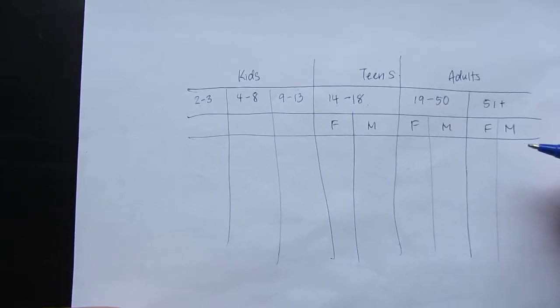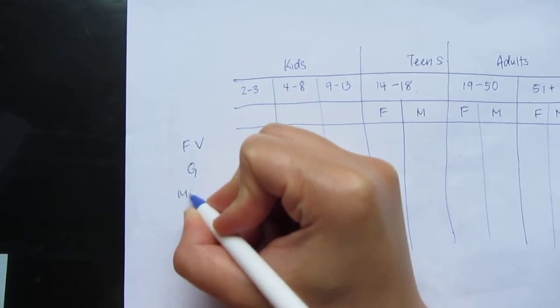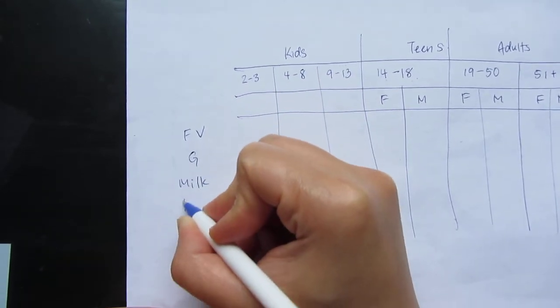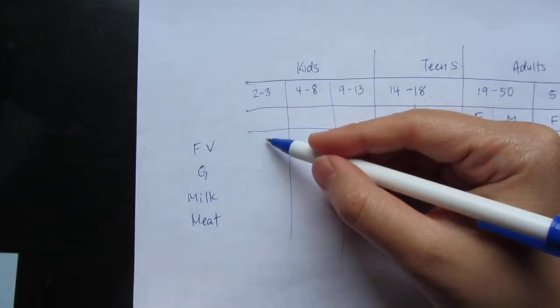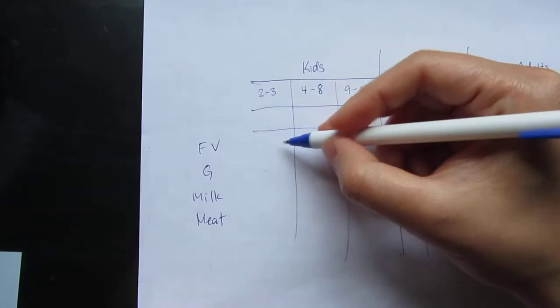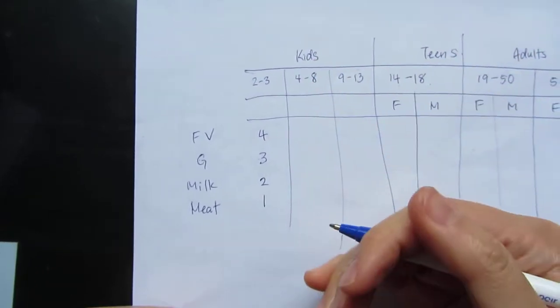Okay, so now that you have your table, obviously we all know that this is the fruits and vegetables. We have the grains, we have the milk, and then we have the meat. So I just think of it downwards, right? So start with the kids section. You go 4, 3, 2, 1. So it just decreases by 1.